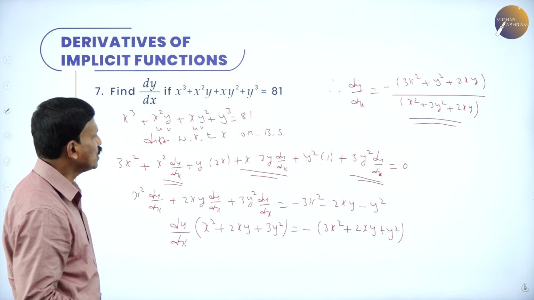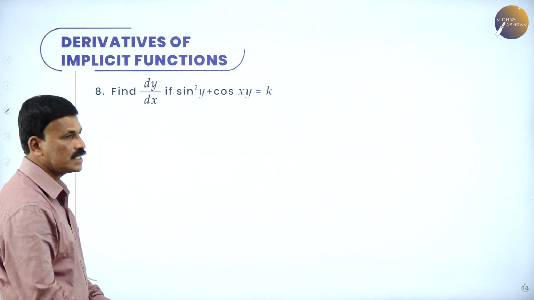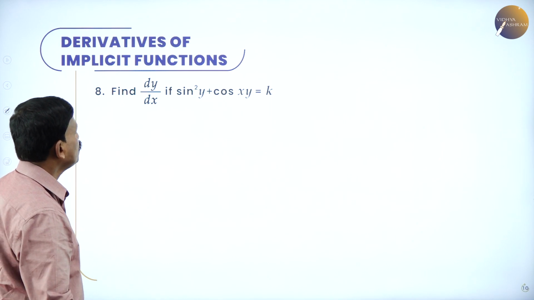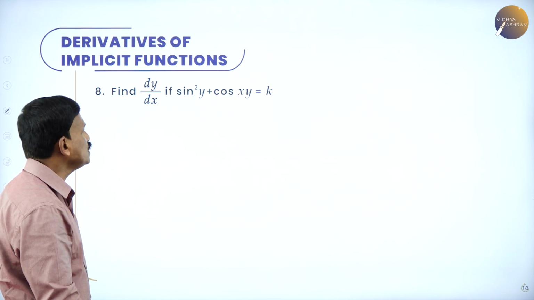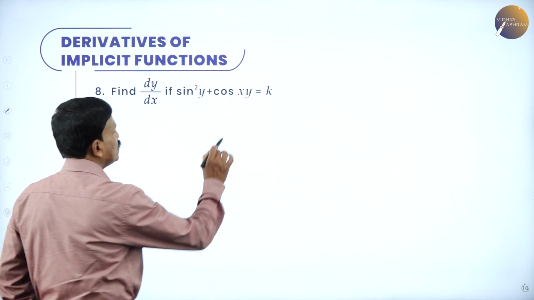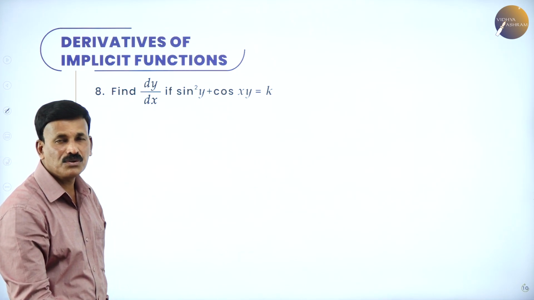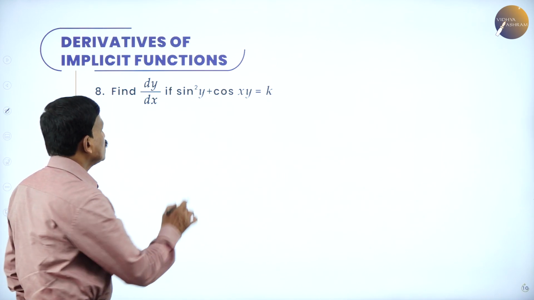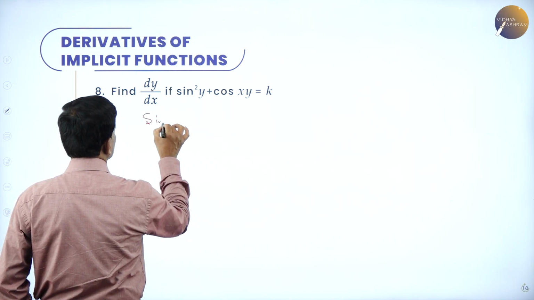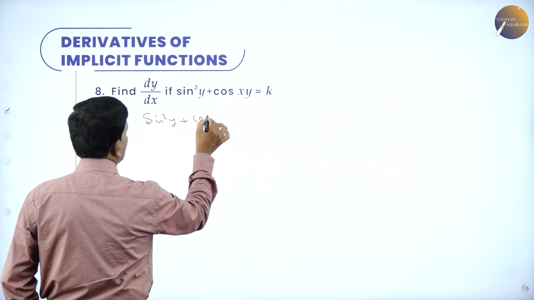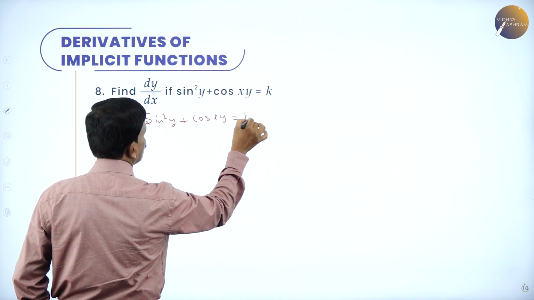Now let us come to the next problem. Find dy by dx if sin square y plus cos of xy is equal to k. See here, again this is a function of two variables x and y. Again we are going to apply product rule for that. Now what is given? Sin square y plus cos of xy is equal to k.